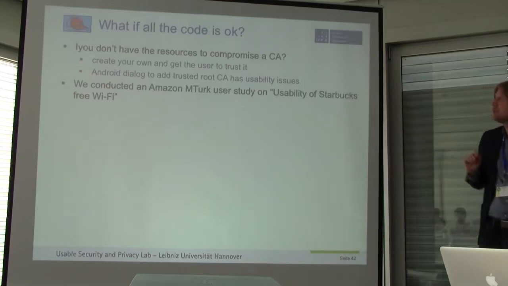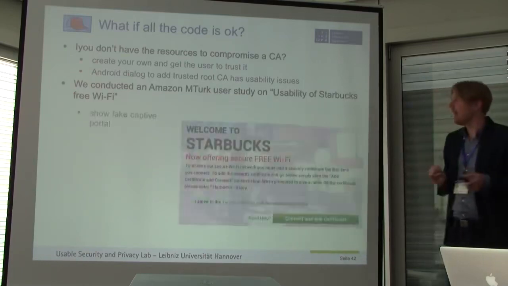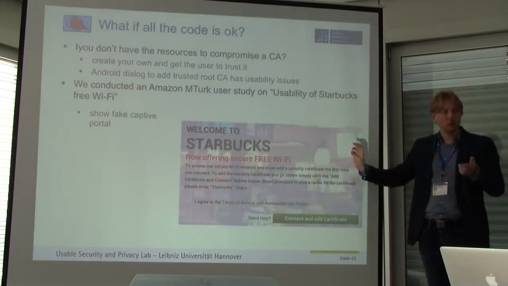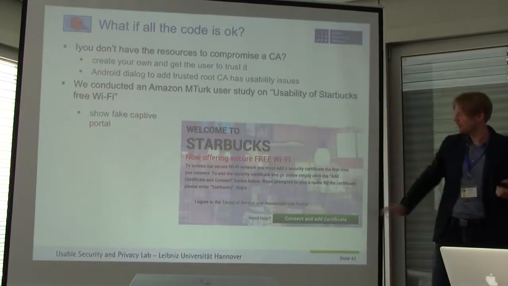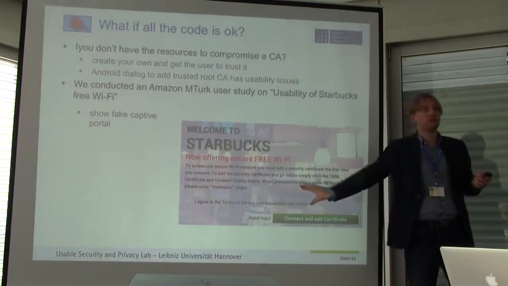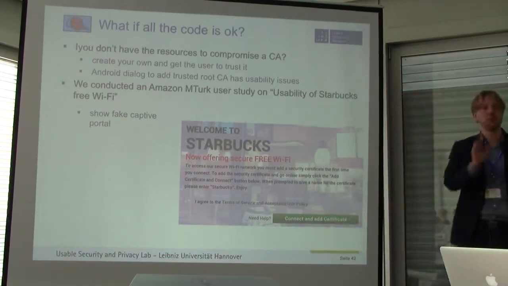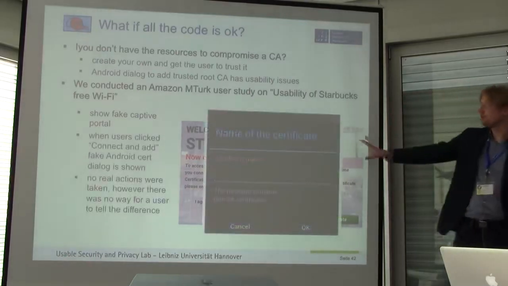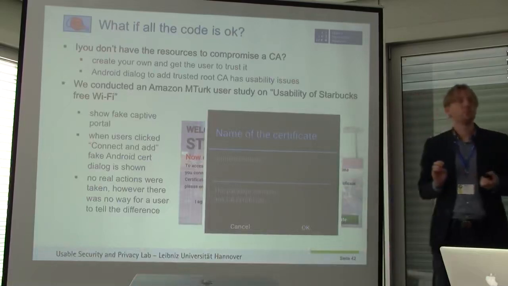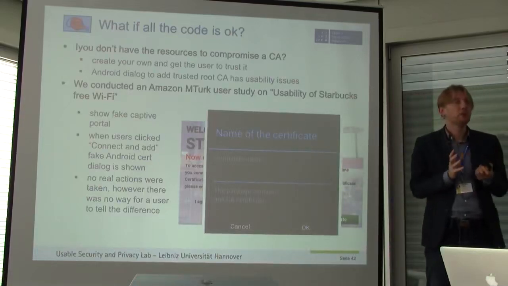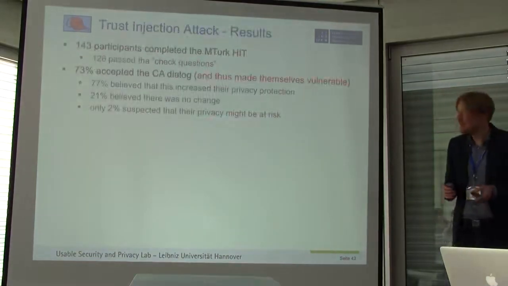So we did an Amazon MTurk study, which we dubbed the usability of Starbucks free Wi-Fi. They could only do it via their Android mobile device. We showed them this, and said, if you want to connect to the internet, we're giving you a new secure Wi-Fi. You get a certificate, and that'll make you really safe. You click connect and add certificate, and then you're good to go. We then showed them the certificate dialog. They would have to name it, and then what they would in actual fact do, if this was a real attack, is install a new trusted root authority.